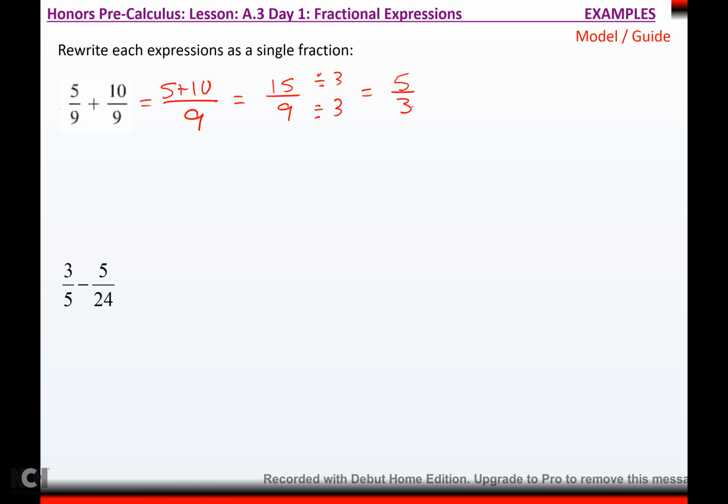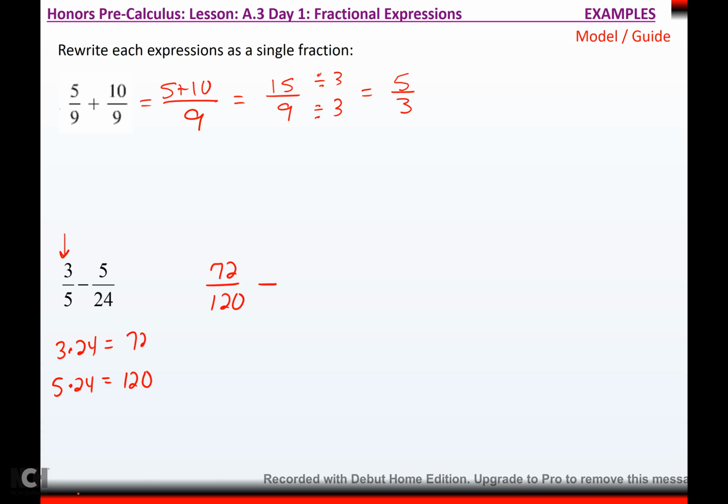Okay? Here, the denominators don't match. If I take 3 times 24 and 5 times 24, I get 3 times 24 is 72. 5 times 24 is 120. So I can rewrite this fraction as 72 over 120.